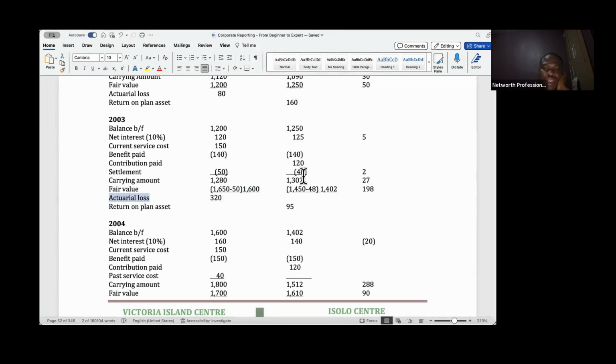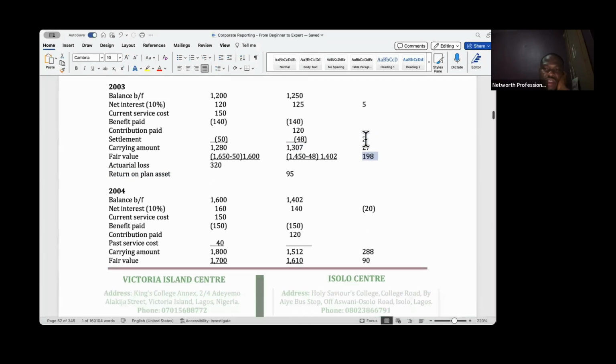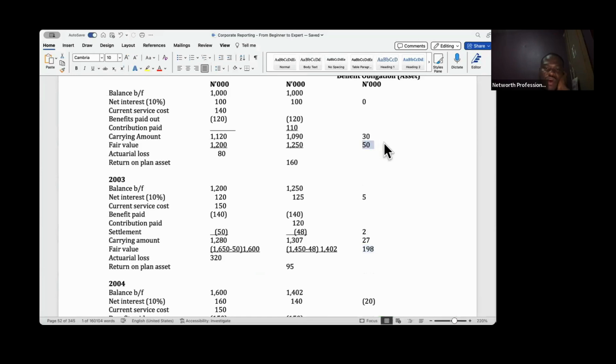Again, cumulating this asset gives me 1,307. The actuary gave me 1,450 as his own fair value. I need to remove that settlement price so that I'm left with 1,402, which is still higher than my book value, which is good for me because my asset is higher. I have a return on plan asset. And that's that. So you can just simply ignore all these ones that I have here, these nets. I will only need this 198 because that's the figure I will put in my balance sheet. The same thing as this 50, that's the figure I will put in my balance sheet.